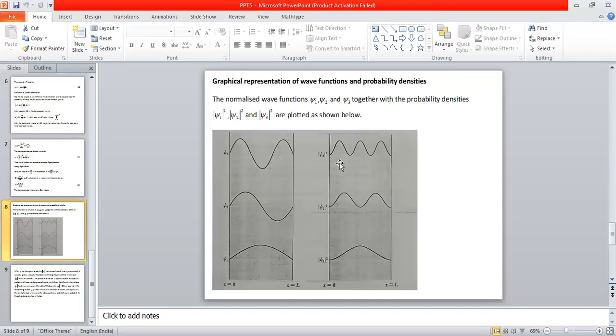This is the first application, and we want to discuss the second application, a particle trapped in a three-dimensional box. We shall continue in the next session.